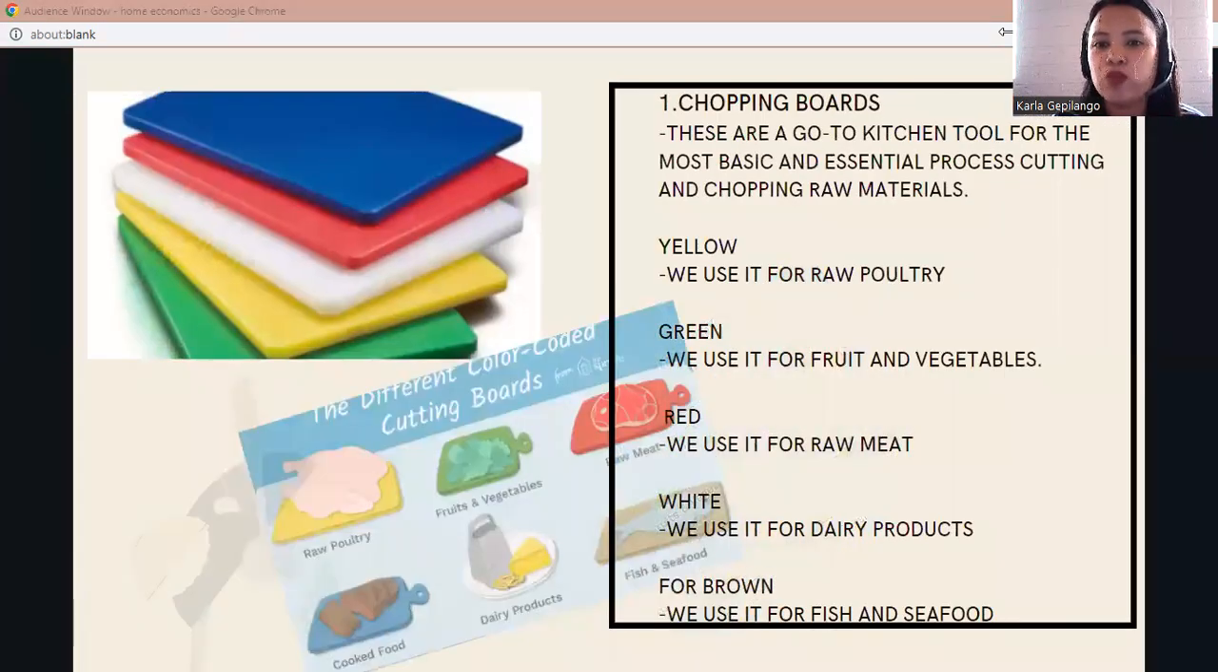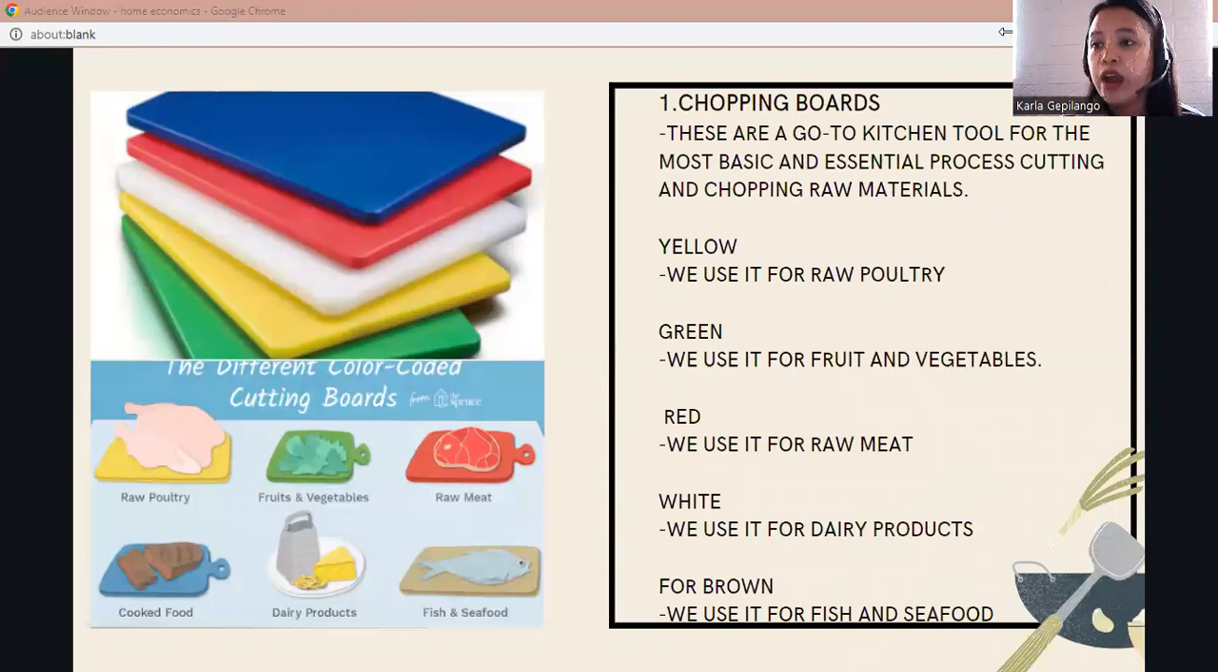So let's get to know the different kitchen utensils that we can use when we cook. Let's have this one first. We have here our chopping boards. Now, chopping boards are really important when you are cooking, because this is where you're going to cut or chop the raw materials that you have. If you've noticed here in the picture, we have 5 or 6 different colors. We have the yellow, green, red, blue, white, and brown. Now you might be wondering, why are there different colors for chopping boards? Well, chopping boards are a go-to kitchen tool for the most basic and essential process, cutting and chopping raw materials.